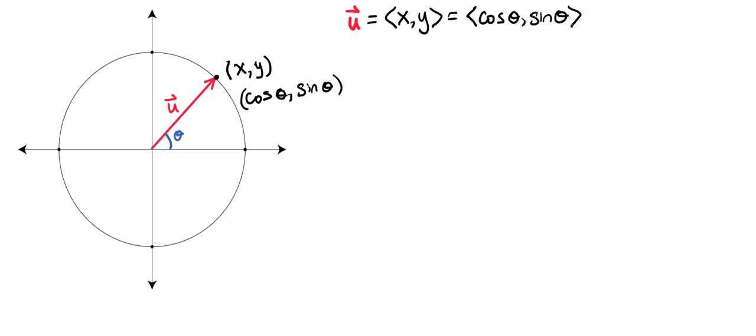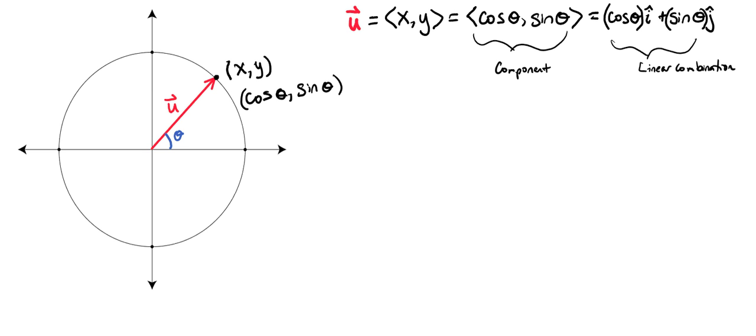Now, if I wanted to write this in linear combination form, I would simply write that I have cosine theta times i plus sine theta times j. And so our theta is our direction angle. So we have our vector u that has a direction angle of theta.